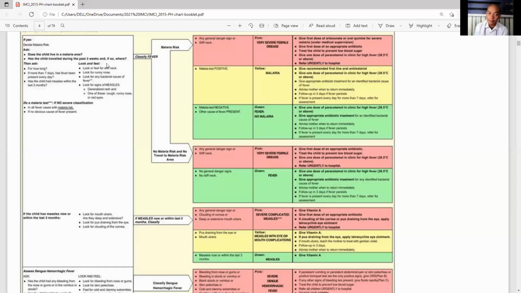Okay, look and feel, personal assessment, look and feel for stiff neck. Why again? Because it will tell us if there is a malarial infection, sepsis, okay, meningitis. You look for runny nose, look for any bacterial cause of fever. Okay, meron bang skin infection na notice kayo? Meron bang pus? Look for signs of measles.